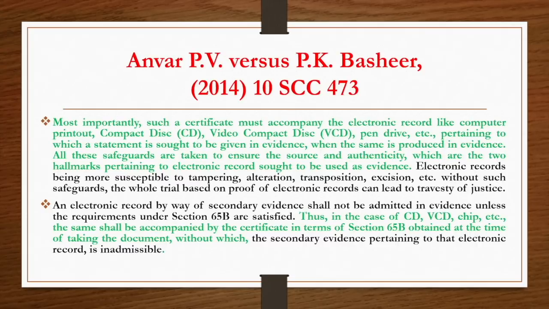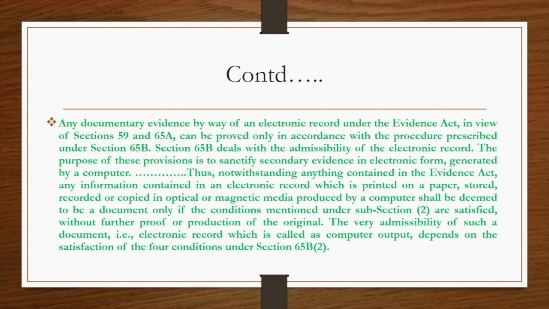Thus, in the case of CD, VCD, chip, etc., the same shall be accompanied by the certificate in terms of Section 65B obtained at the time of taking the documents, without which the secondary evidence pertaining to that electronic record is inadmissible. In the same judgment in Anwar, the Honorable Court further observed that any documentary evidence by way of an electronic record under the Evidence Act, in view of Section 59 and 65A, can be proved only in accordance with the procedure prescribed under Section 65B.